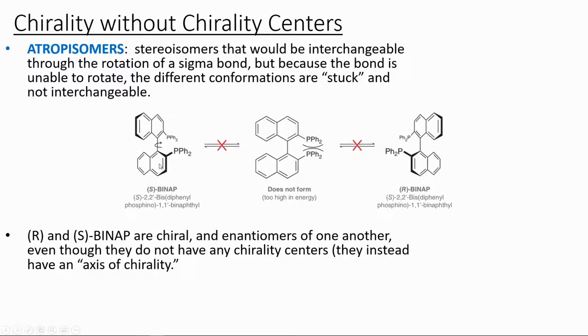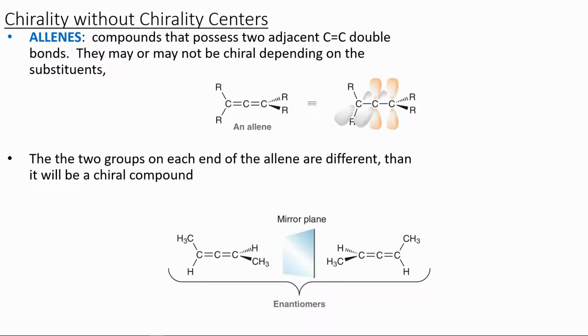This is considered to be an axis of chirality. So we don't have any chiral centers with this molecule, but we do have an axis of chirality. Another example of chirality that doesn't involve a chiral center is this molecule allene. And we've looked at this molecule in class.